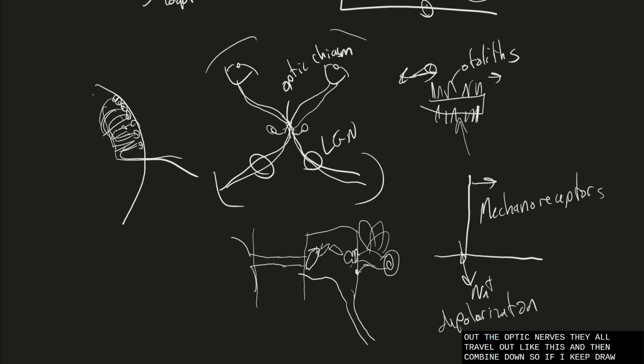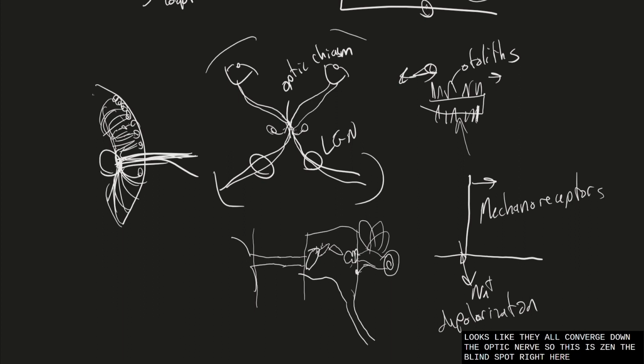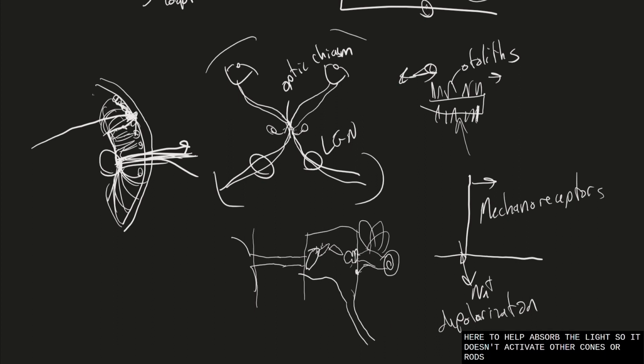So if I keep drawing these here, and draw more down here, this is what the back of the retina looks like. They all converge down the optic nerve. So this is the blind spot right here, and light actually has to go through that to the photoreceptor, and then it goes back out this way. So it's a little backwards there, and this is also why we have the blind spot. And then there's that pigmented layer of melanin back here to help absorb the light so it doesn't activate other cones or rods.